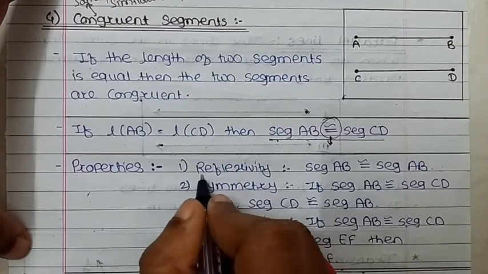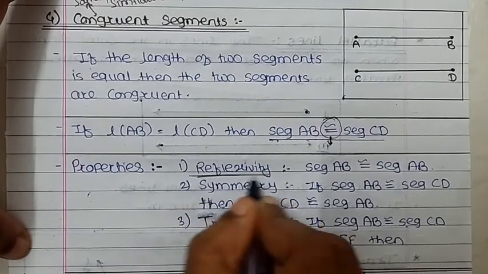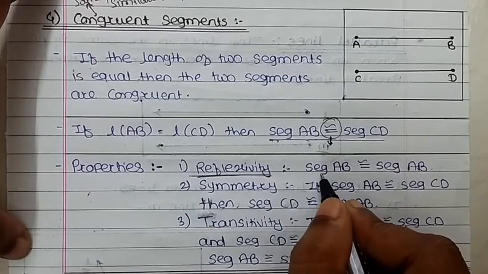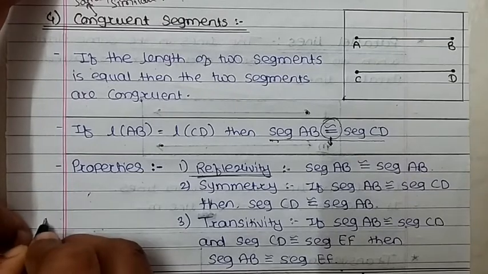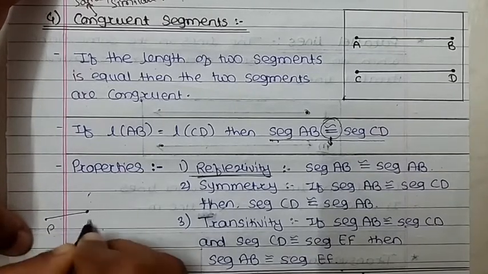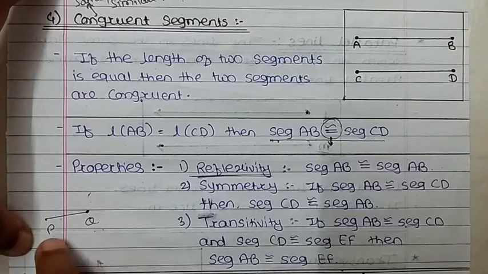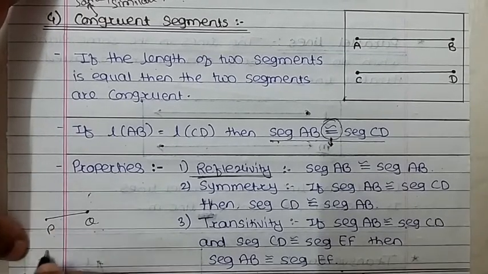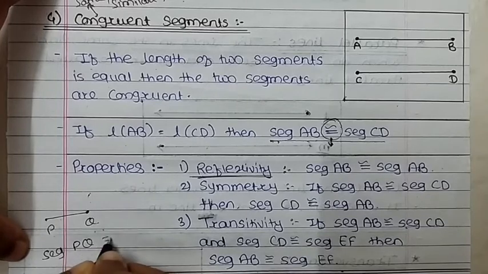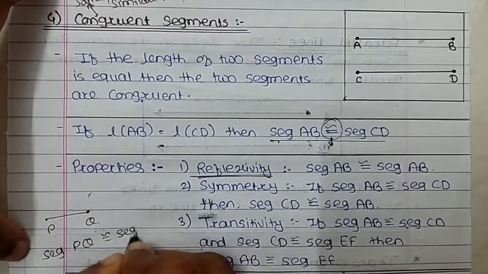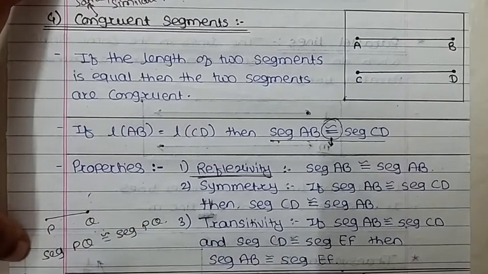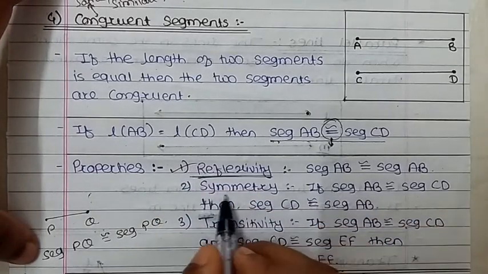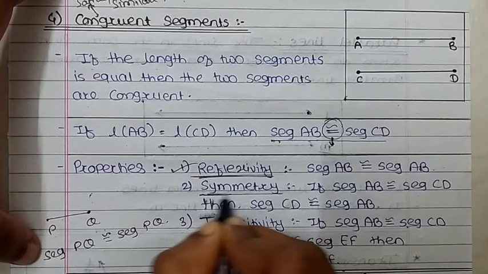First one, reflexivity. What is meant by reflexivity? Reflexivity means the given line segment is always equal, or always congruent, to itself. Suppose I draw one segment, P and Q. So PQ is congruent to itself only. That is, segment PQ is approximately equal to segment PQ. Correct? Because the given segment is always equal to itself. So the reflexivity is done here.